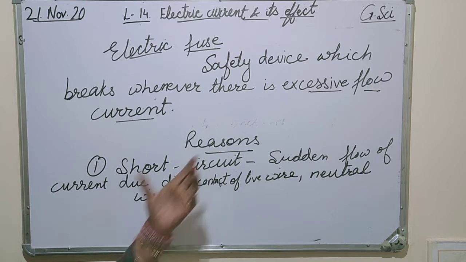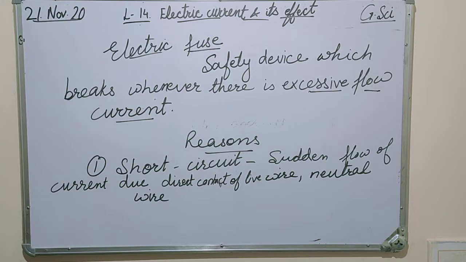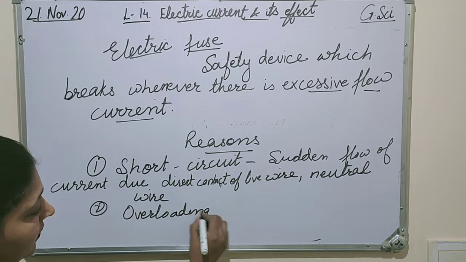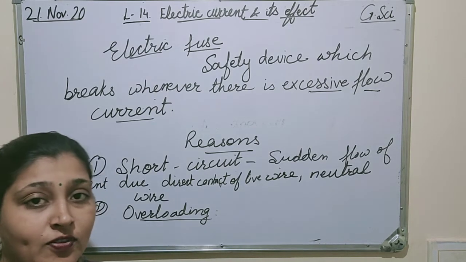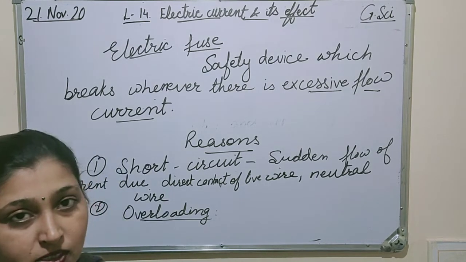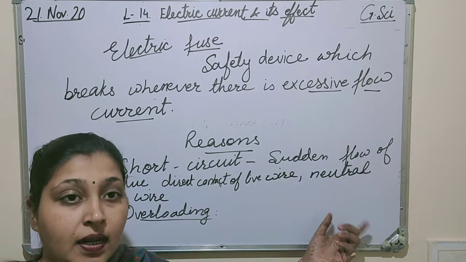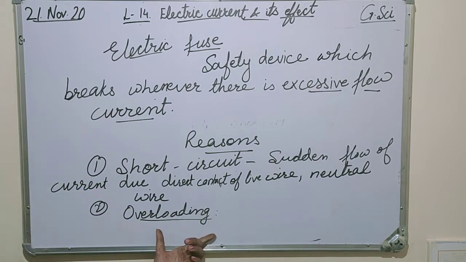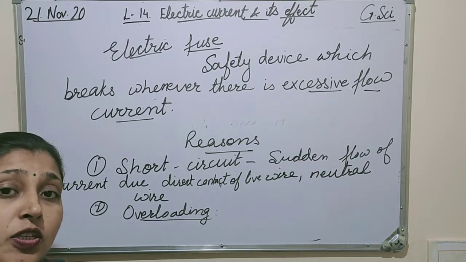And what is the other reason for this excessive flow of current? The other reason may be overloading. As is clear from the name, overloading means when you connect too many appliances to a limited supply. That also causes excessive flow of current, and this can cause damage to our system. Our electrical system can be damaged if we connect too many things.